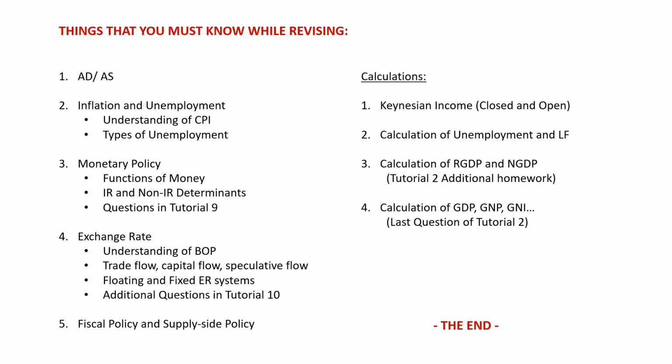As for calculations, a few things I want you to take note of when you revise. First one is Keynesian income, your tutorial 5 and 6, either closed or open economy. Calculation of unemployment and labor force, your tutorial 2. Now, calculation of real GDP and nominal GDP is in the tutorial 3 additional homework that I asked you to do. The tutorial 3 has one part in green color, right? Yeah, that's important as well. And lastly is the last question of tutorial 3 that I want you to focus on. So these are things that you must know at least, so that would be sufficient for you to at least pass.